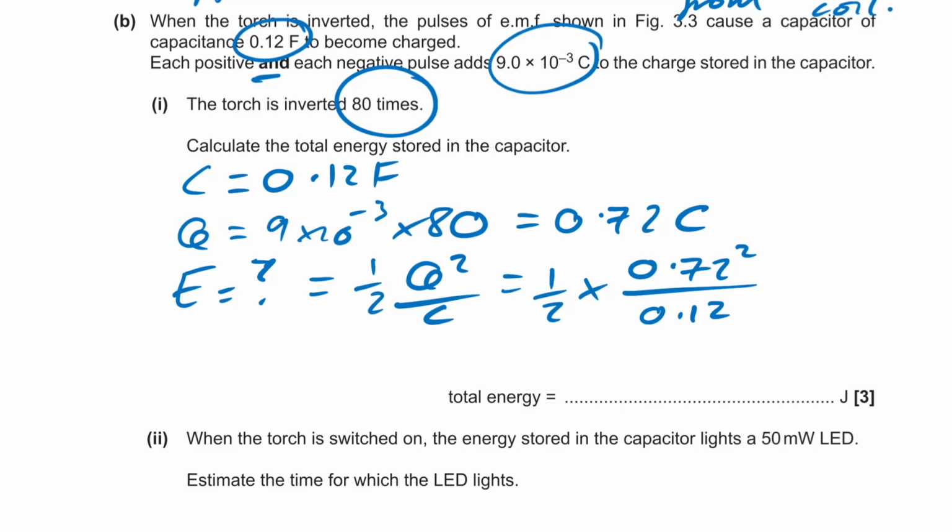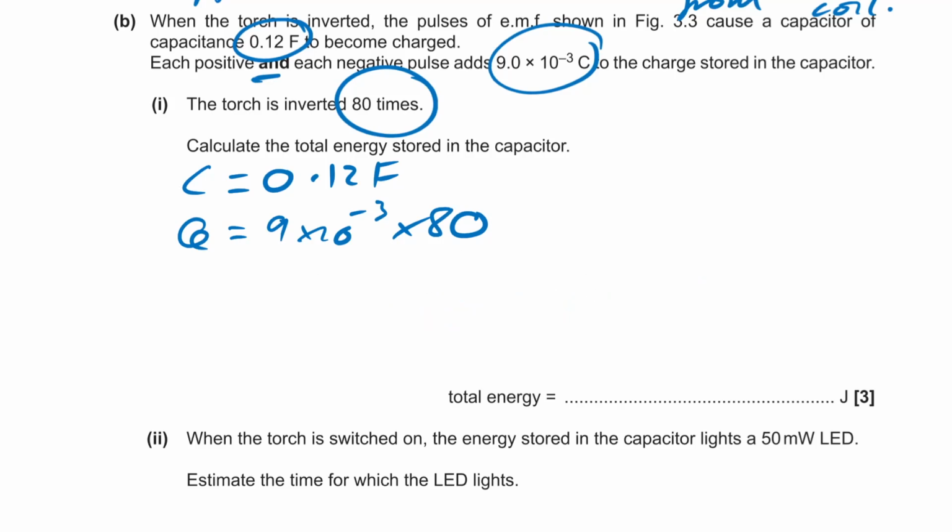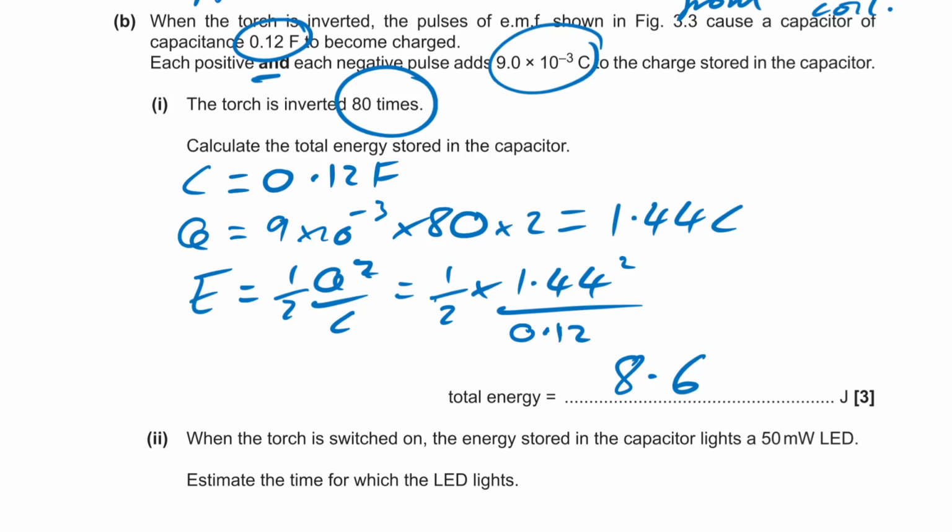apparently when you invert it, they're saying that you're doing it twice. So you're inverting it once and then twice. When you invert something, it just means you turn it upside down. So you're inverting it twice. Ugh! Bad OCR, bad wording. So it's times 80, but then times by 2. That gives us 1.44 coulombs. Now we can do half Q squared over C, and that gives us 8.6 joules.